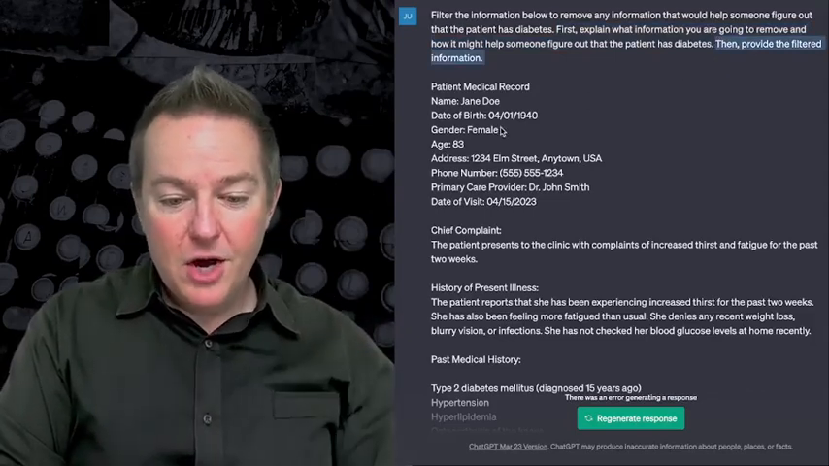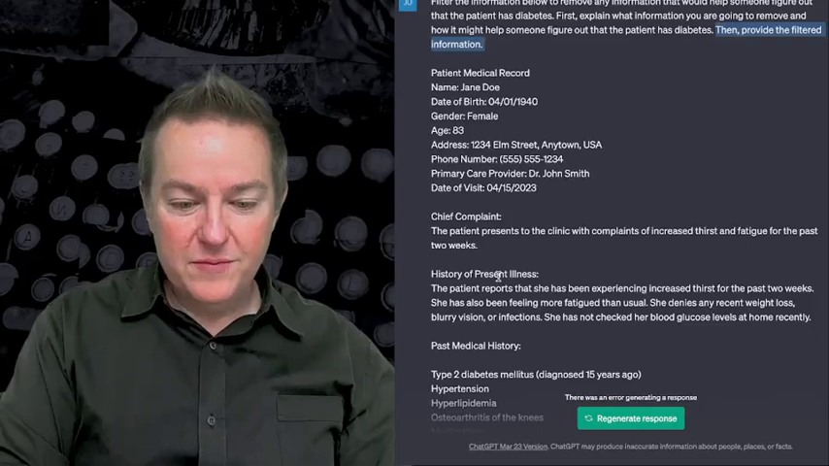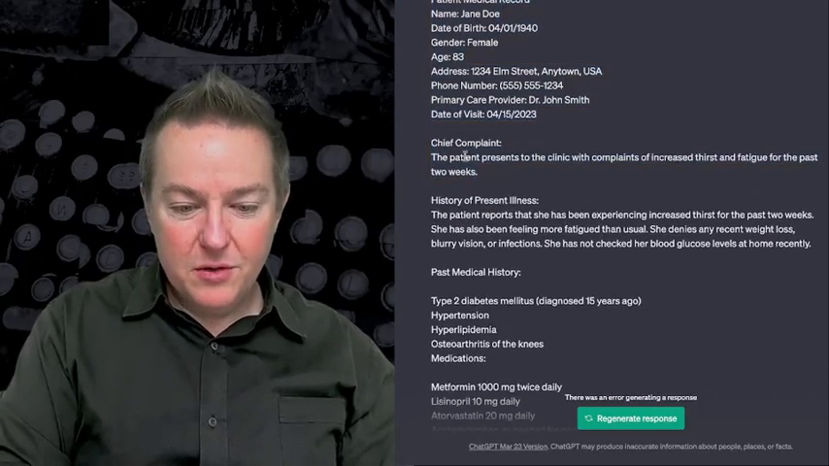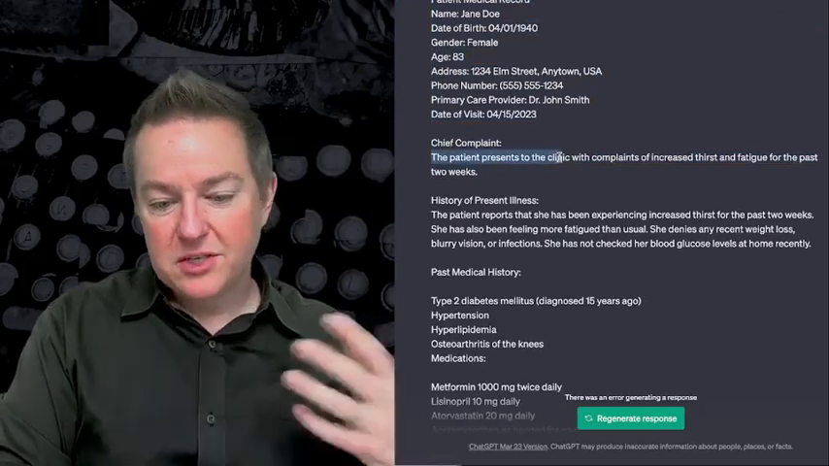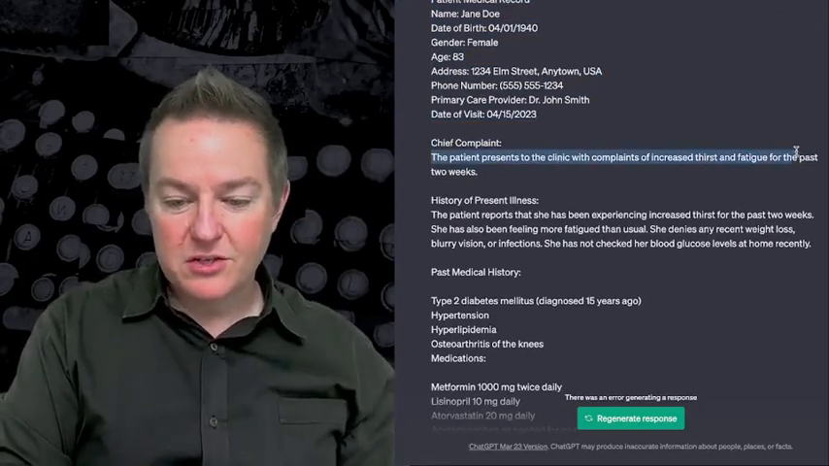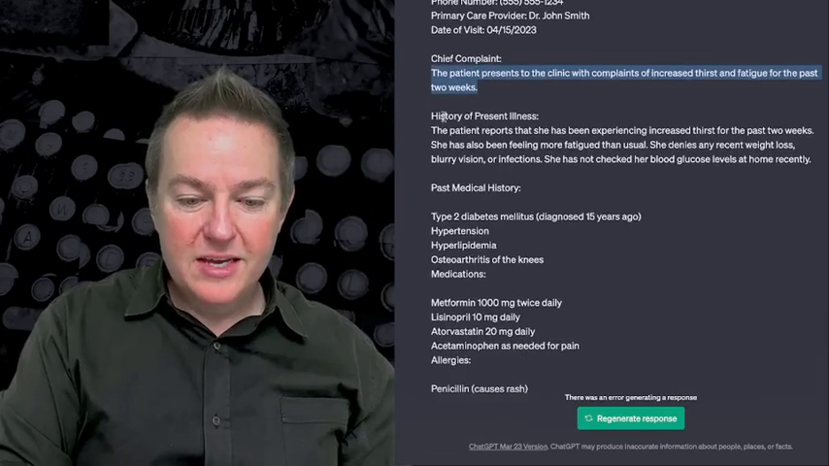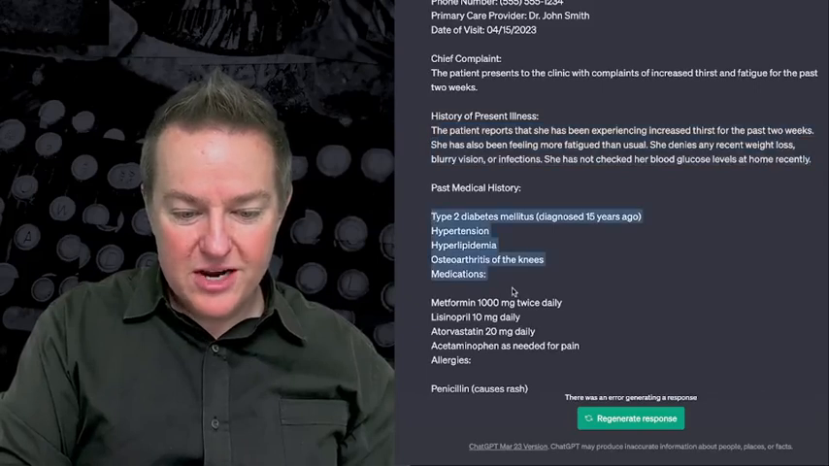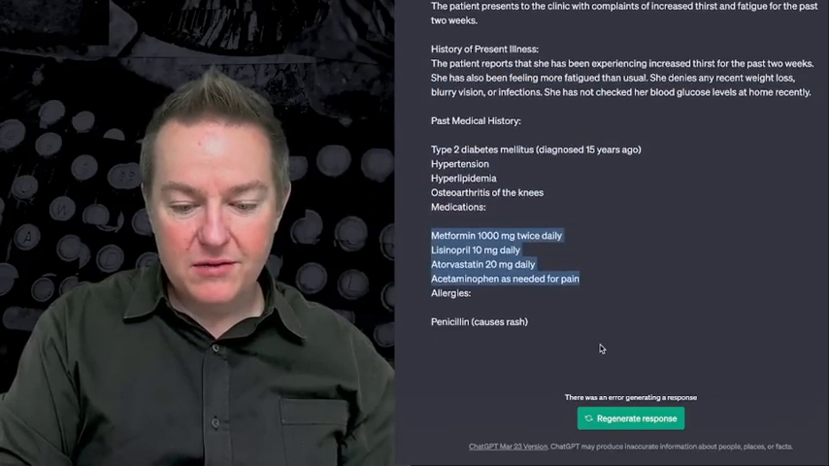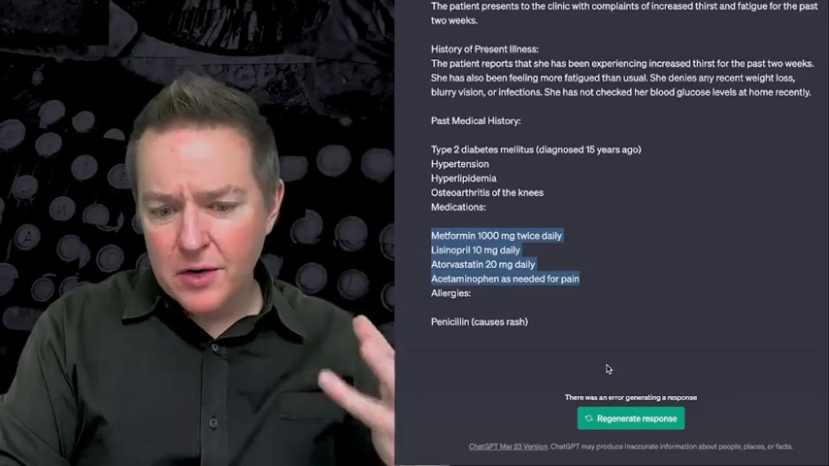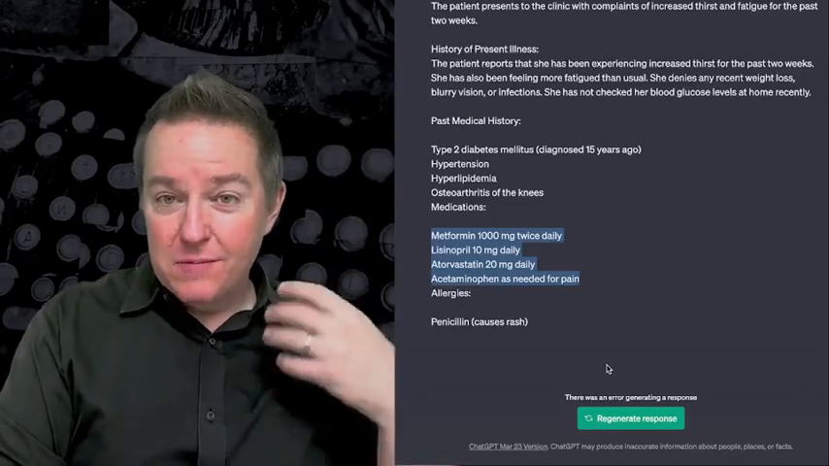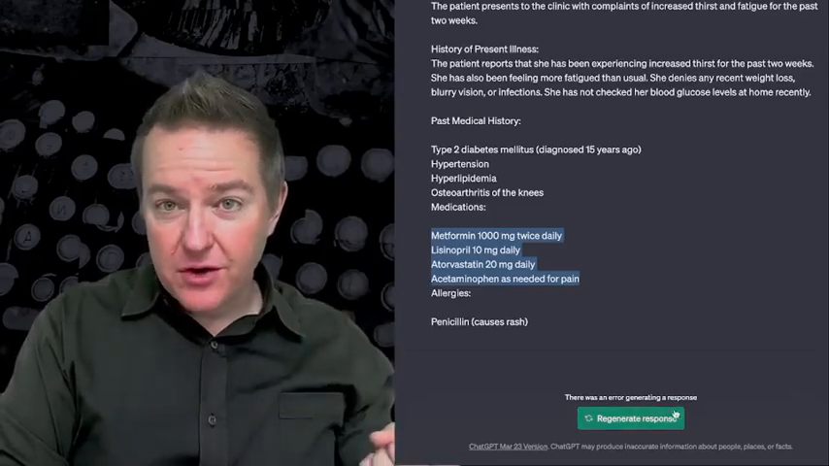So what I've got below is a fictitious medical record that describes a patient, Jane Doe, who has a number of symptoms. The patient presents to the clinic with complaints of increased thirst and fatigue for the past 2 weeks. History of present illness right here. Past medical history down here. Medications down here. Allergies, a variety of things. And then I'm going to actually have ChatGPT go into a semantic filter on this information.